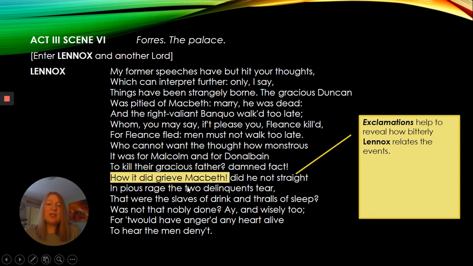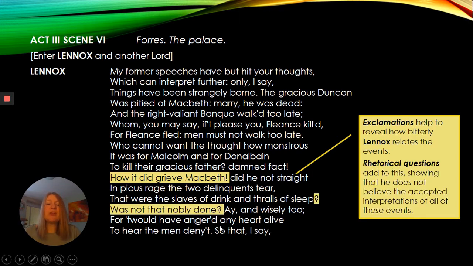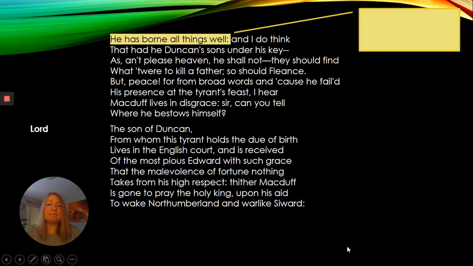He uses lots of exclamations here, and it shows a sort of bitterness to his tone. This scene is all really about tone. He's quite bitter in the way that he talks about Macbeth. He also uses rhetorical questions that show his disbelief, his unwillingness to just accept the story that is being presented, and the interpretations of the events that have happened. So we've got lots all the way through.